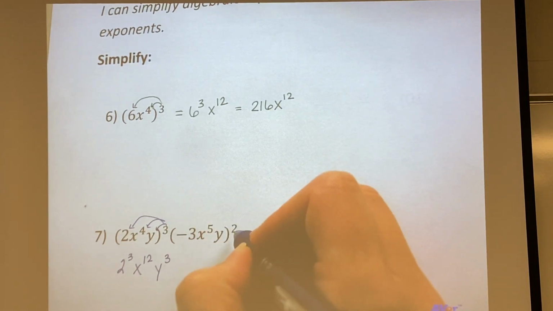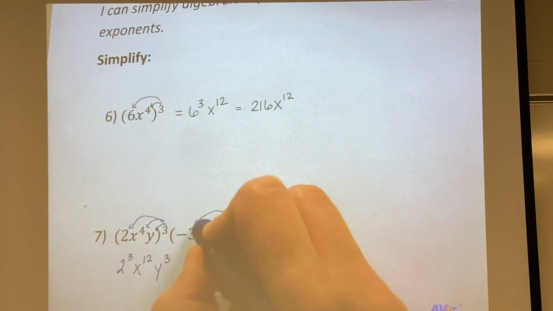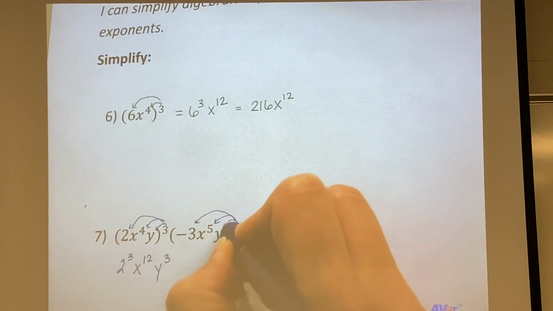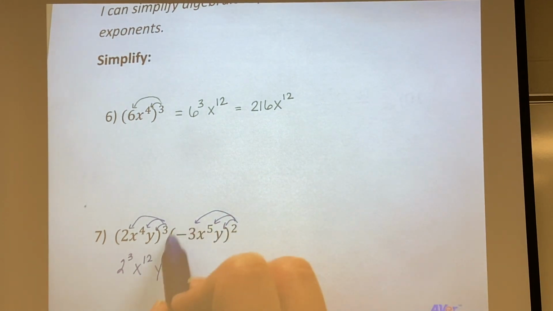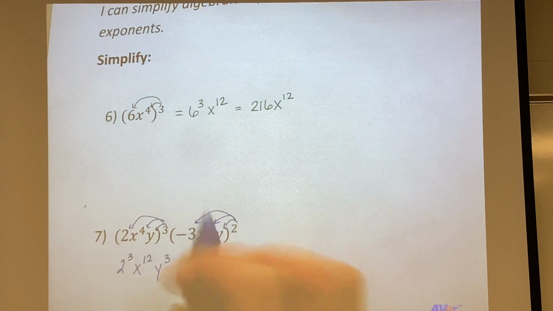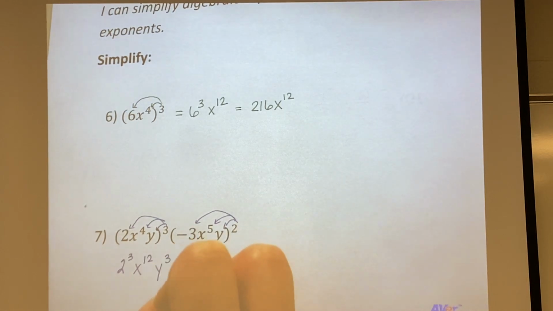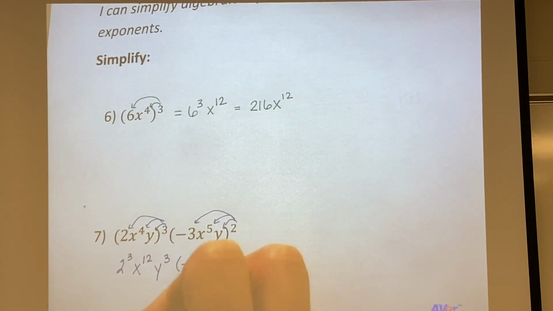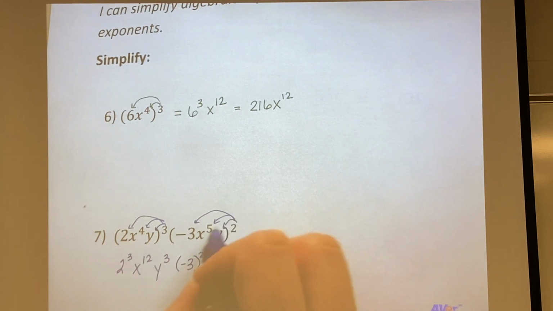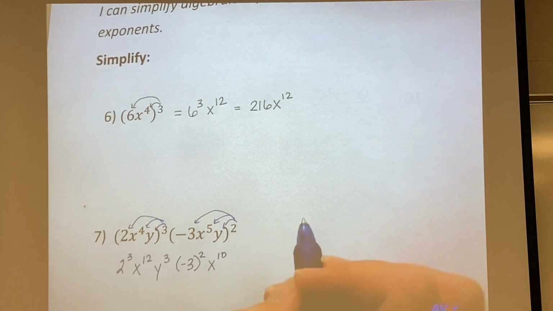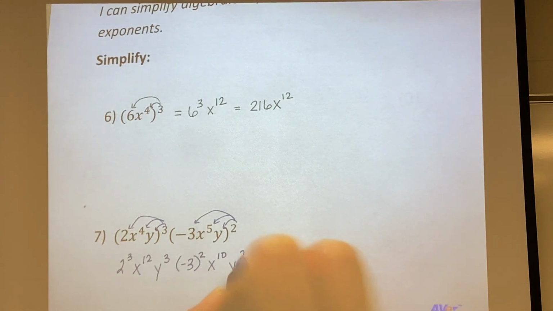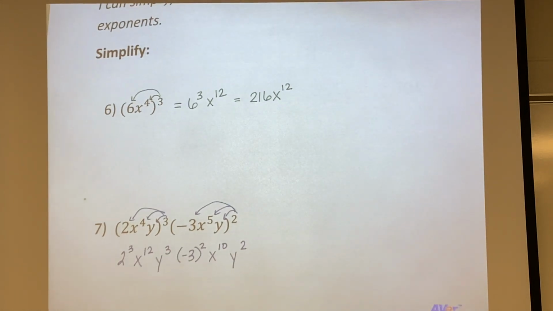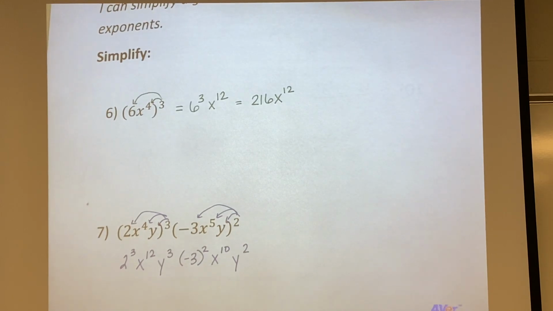Then the same thing in the second parenthesis. We're going to take all of these to the second power. Now when we take negative 3 to the second power, we have to put that negative 3 in parentheses because we're taking that whole thing to the second power. And the parentheses do make a difference. Then we're going to take x to the 5th to the second power, so we're multiplying those to get x to the 10th and y squared. So that's step 1, getting all of those exponents distributed.